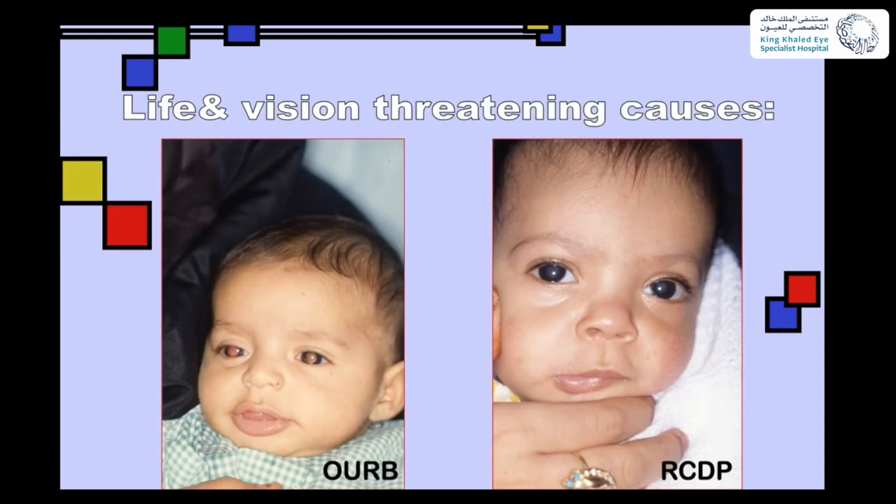These are two slides. If you look at the slides, this is a child with bilateral opacity, and this is a retinal mass. So this is bilateral retinoblastoma.